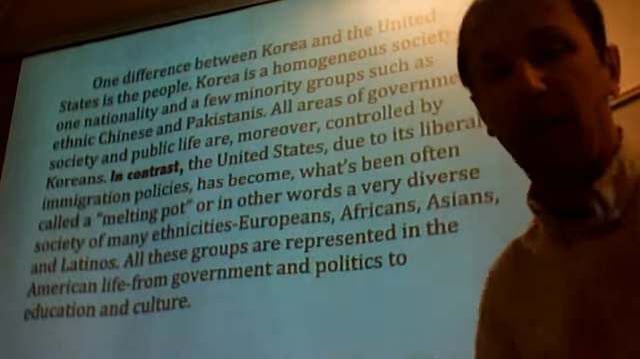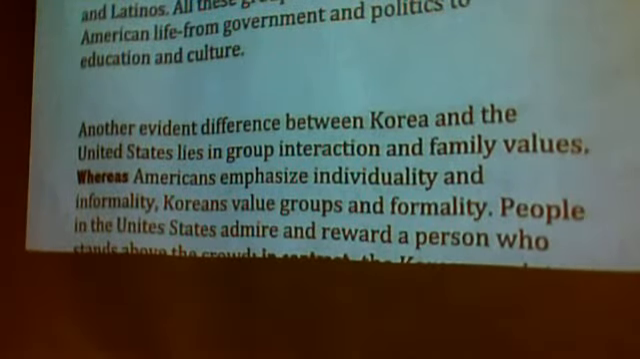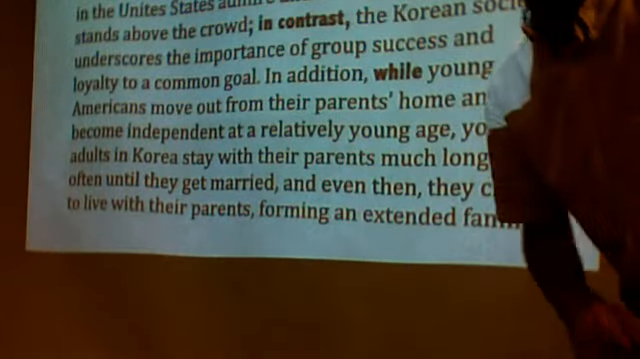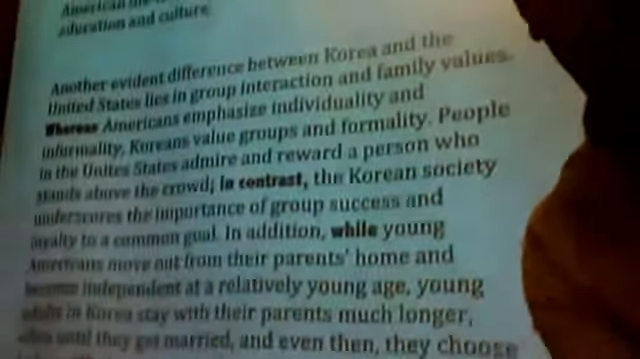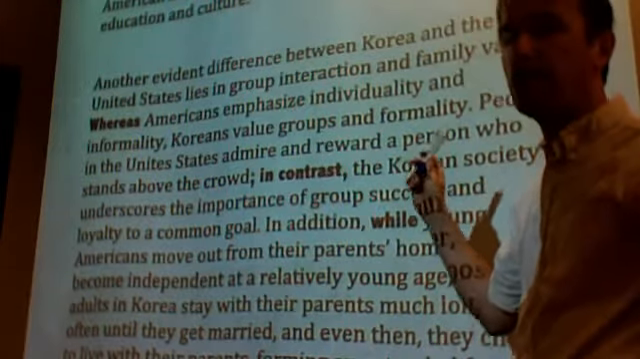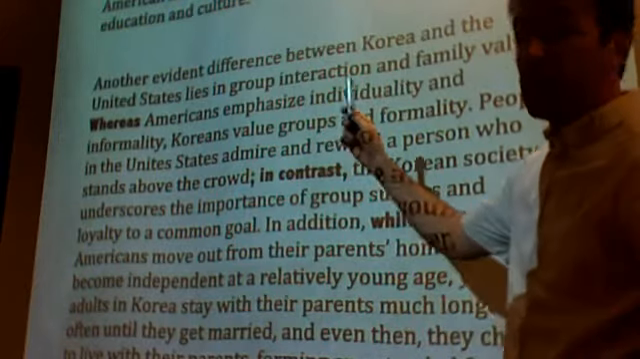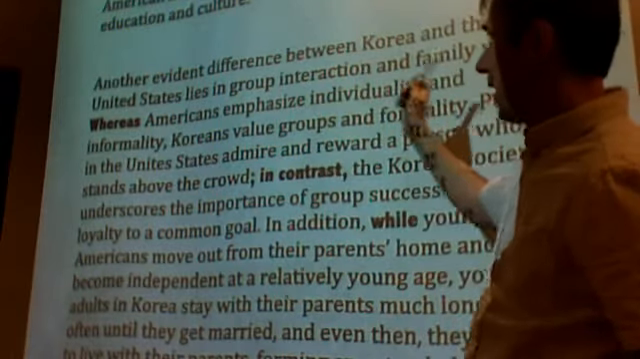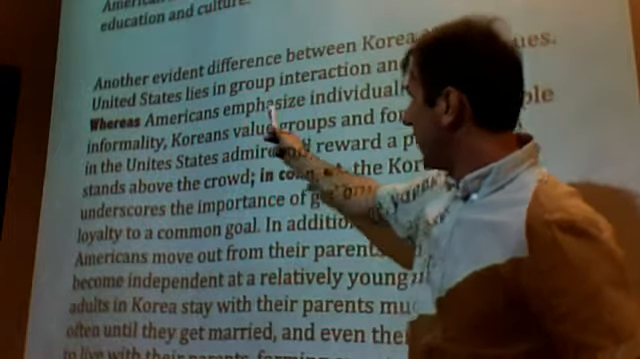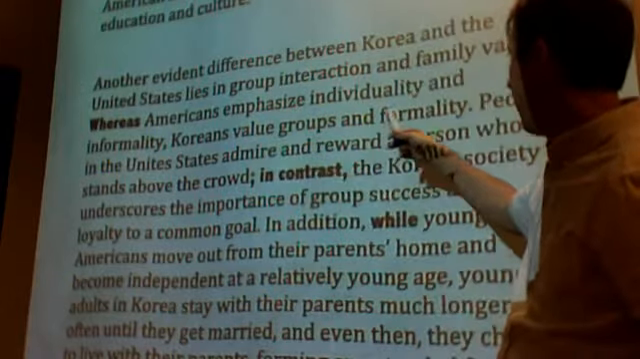Well, let's look at the second one. And just remember, this second one is more complex, it is more difficult than the first one because of how we use the transitions. Another evident difference between Korea and the United States lies in group interaction and family values. Whereas Americans emphasize individuality and informality, Koreans value groups and formality.